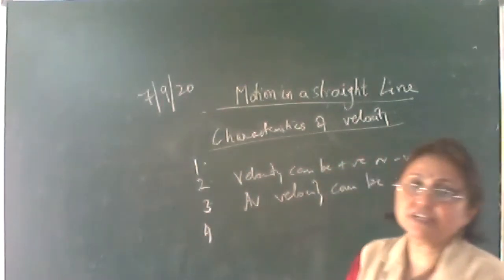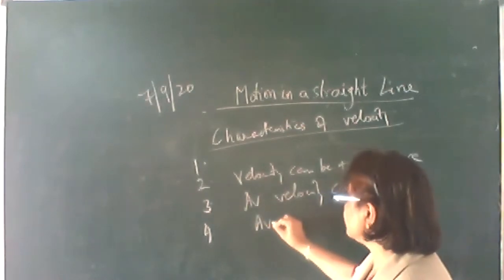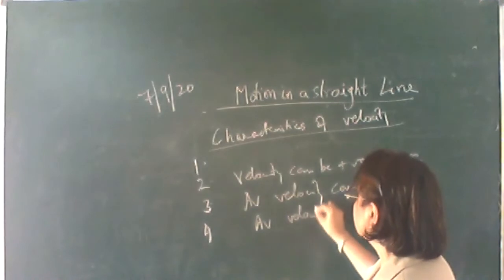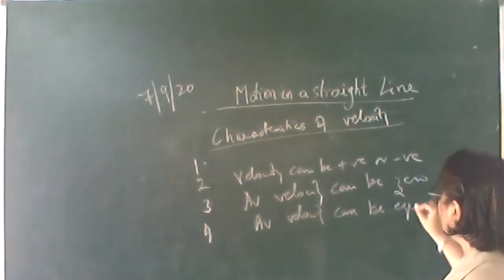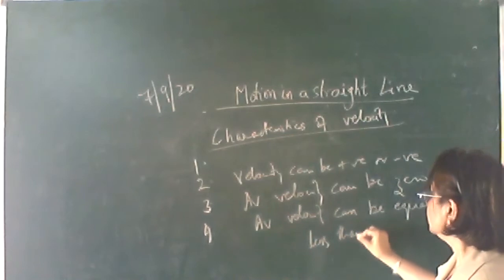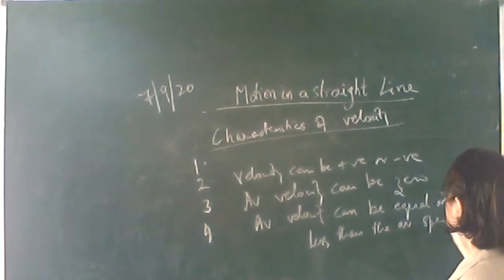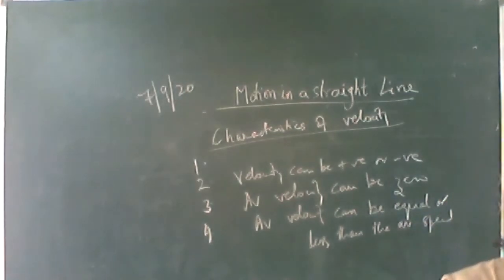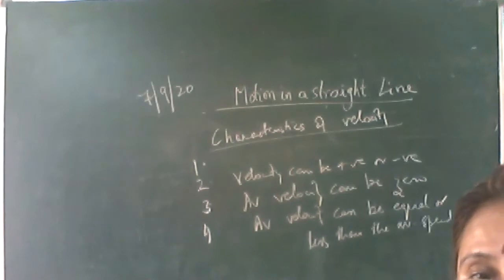Write the next characteristic. Write down average velocity can be equal or less than the average speed. When is it equal? When the magnitude of the displacement is equal to the distance traveled.